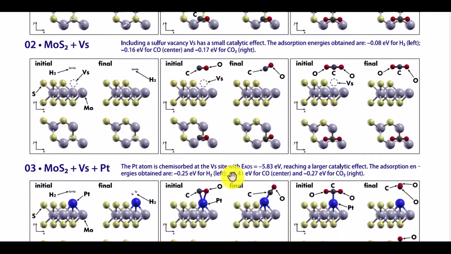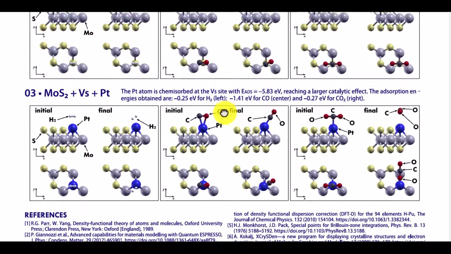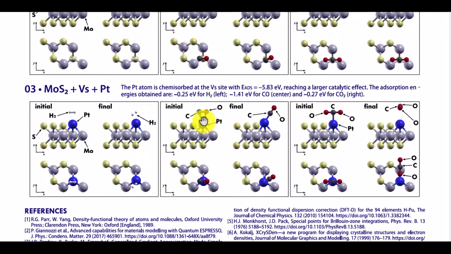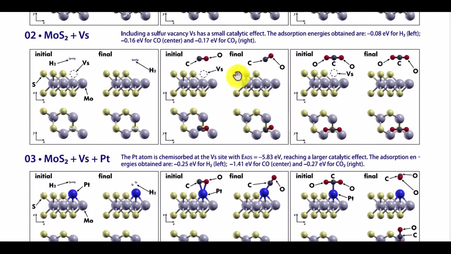The largest increase is found in the second case, for carbon monoxide, in which we have a final adsorption energy of minus 1.41 electron volts, and this could be considered in general as chemisorption. As you can see here, the carbon atom is the one interacting with the platinum. And finally, we have a not so large increase in the adsorption energy for carbon dioxide. Here the energy is minus 0.27.